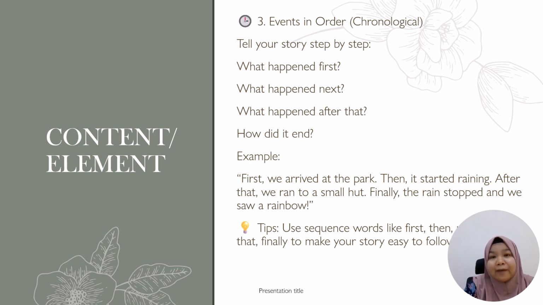And finally, we have the events in order, meaning the events that took place in chronological order. This will help the listeners to be able to follow your story, to be able to understand what had happened. So we'll use some words or phrases to show the chronological order. For example, first we arrived at the park. Then it started raining. After that, we ran to a small hut. Finally, the rain stopped and we saw a rainbow. So you use sequence words to help the listeners follow the story. They know what happened first and what happened next. That will help them to understand you better.